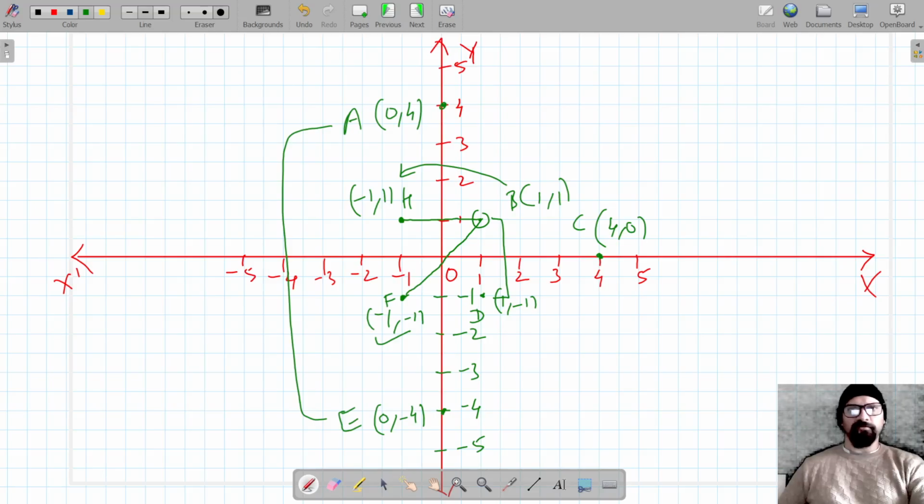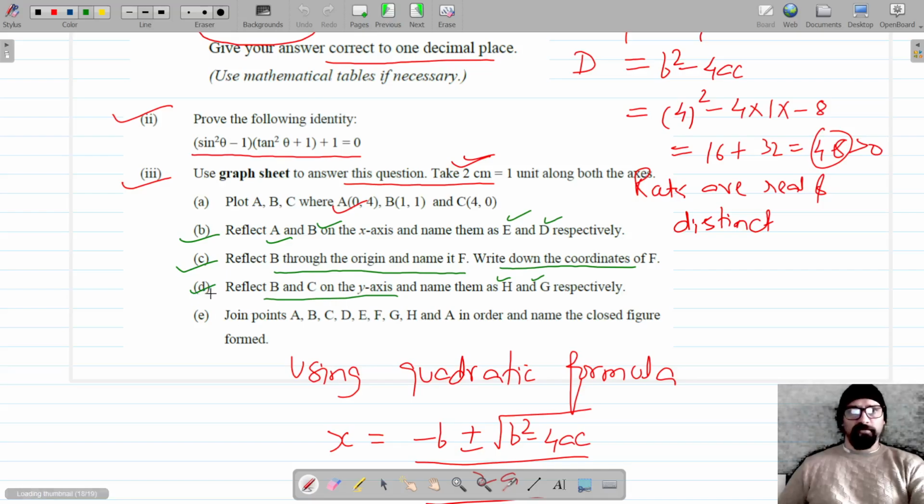Now the reflection of C on the y-axis is this one, which is -4, 0, and we name it G. So C is reflected as G on the y-axis. The coordinates of H are -1, 1, and the coordinates of G are -4 and 0. Okay, so D is done.